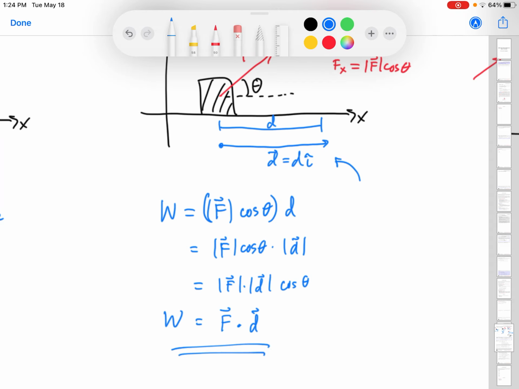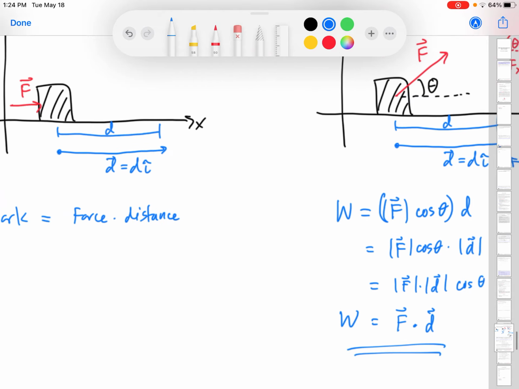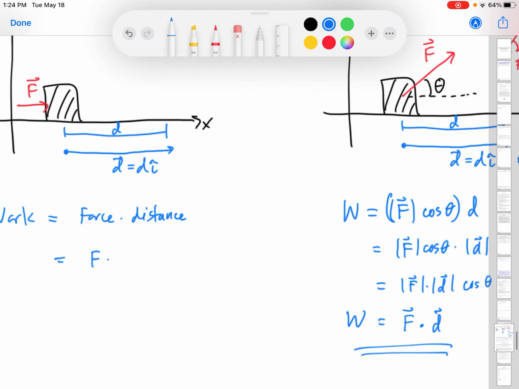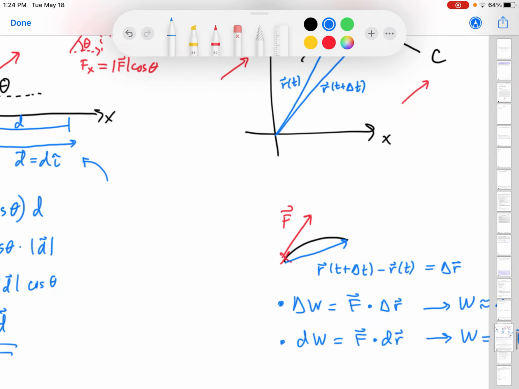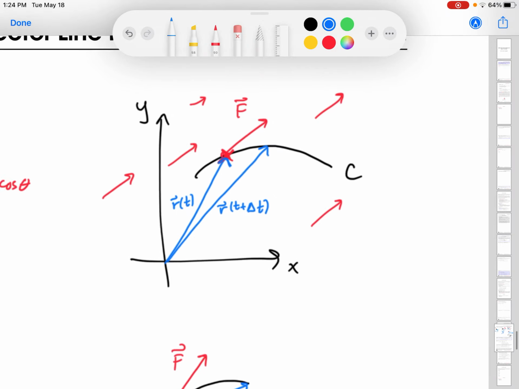So this is a slightly more general expression that tells us how to calculate work done by a force F in the case when F and d are not exactly in the same direction, as they were over here, force times distance. So now I'm going to use this concept, and I'm going to take us out of moving boxes around, and make things a little bit more abstract. So that's the picture over here.